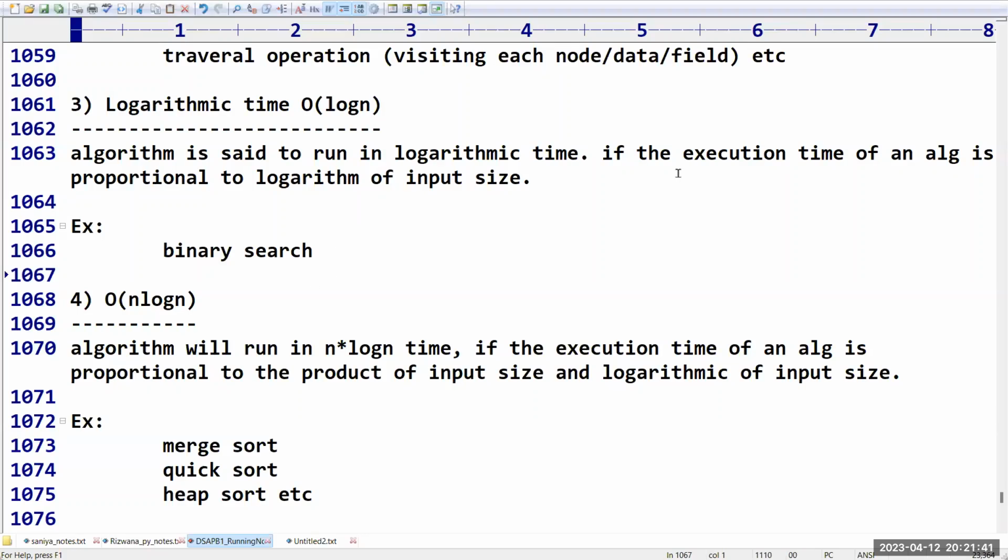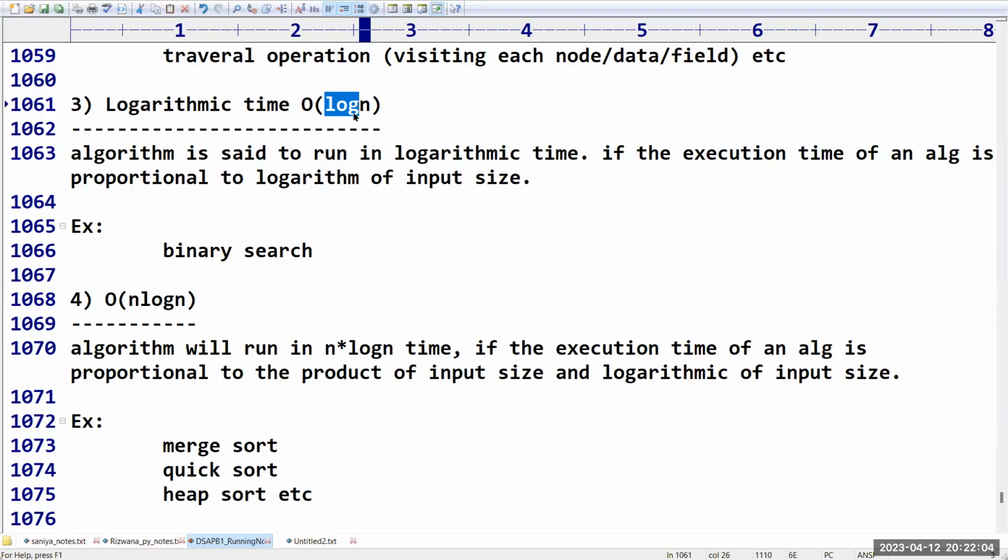So what is log n, sir? Log n is a logarithmic function, sir. In mathematics, we have log values, right? Yes, sir. So that is represented here. Log n means logarithmic value. Okay, sir.